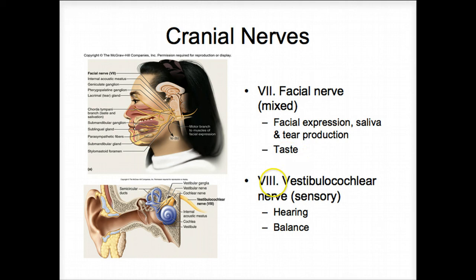The vestibulocochlear nerve, number 8, is involved in sensory, and when we look at the study of the ear, you're going to be very familiar with these different areas, but you can see that going to the cochlea, this is where its role in our sense of hearing is going to come into play, and then going to these semicircular canals, that's where its role in balance is going to come into play.